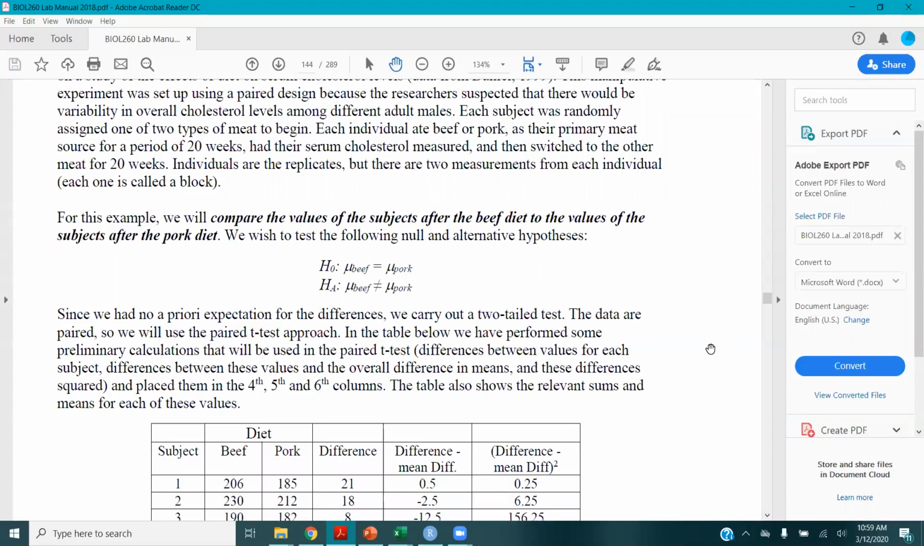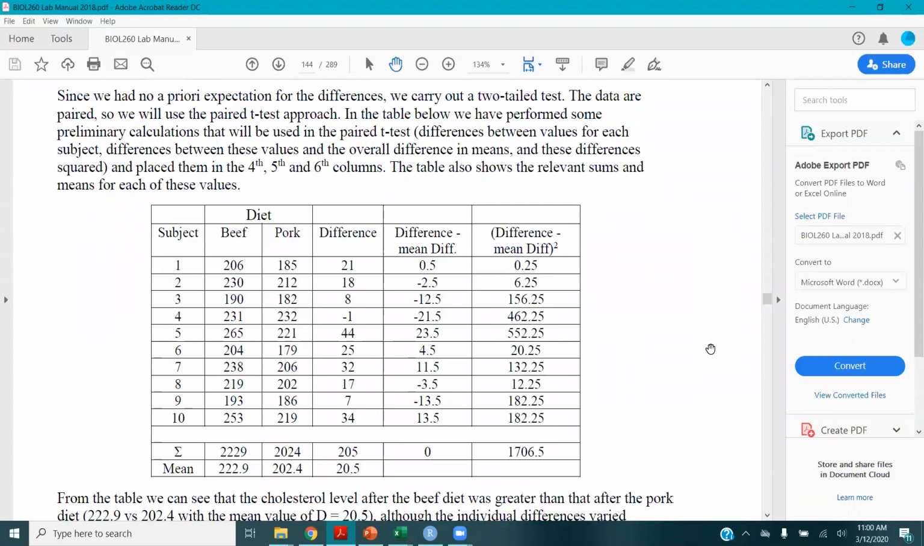Let's scroll down to the data, and only looking here at the subject, beef and pork, these are the cholesterol levels of these individual men on their diets of beef or pork. This table is used in Excel to do this problem, and the paired t-test is slightly easier to do in Excel, but again, we have R, so we're going to use this in R.